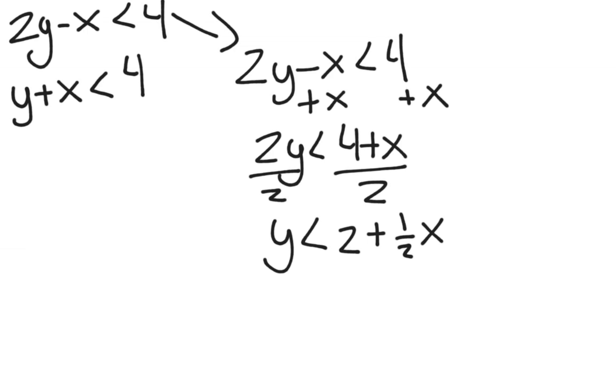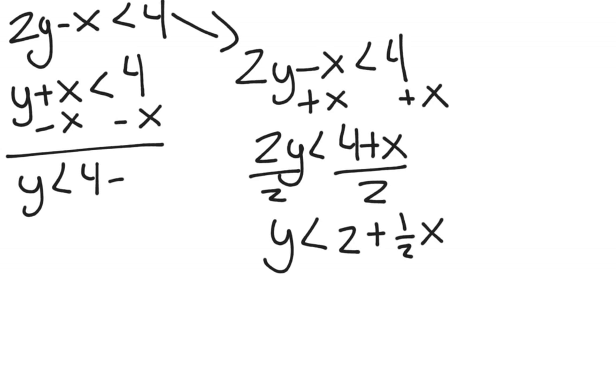Awesome. Now look at the second inequality. I have y plus x is less than 4. I'm going to need to subtract x on both sides. I get y is less than 4 minus x. And again, I've gotten this inequality in slope-intercept form as well.